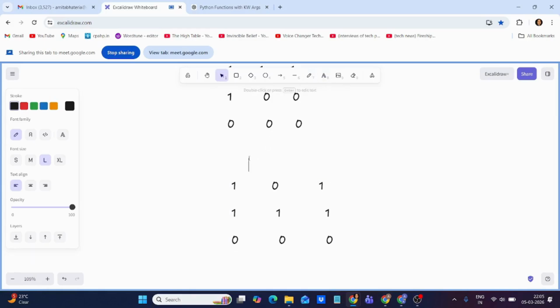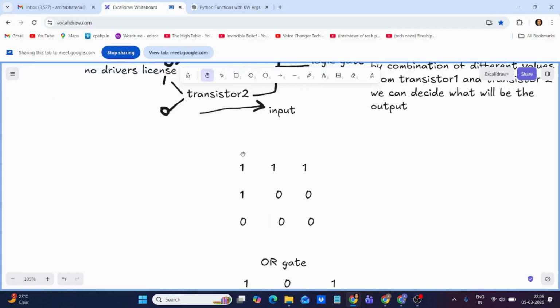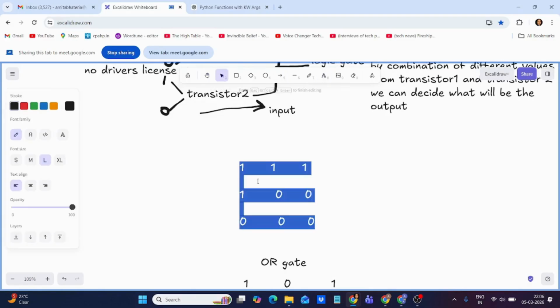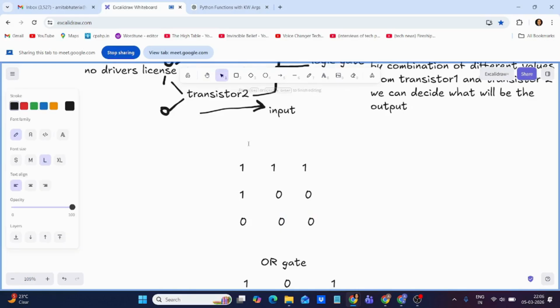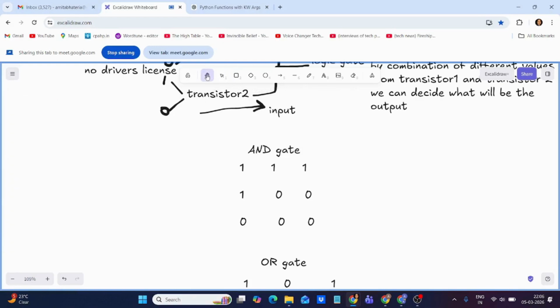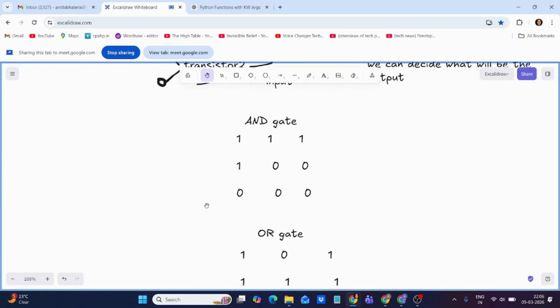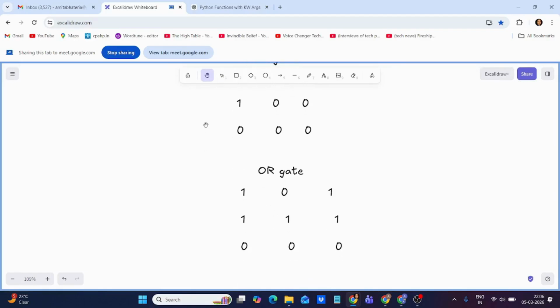So this is the boolean table for the OR gate, right? And the next one is this one. This thing is the boolean table for the AND gate. So this is called the AND gate. Got it? Right? So these are the truth tables for the AND gate and the OR gate.